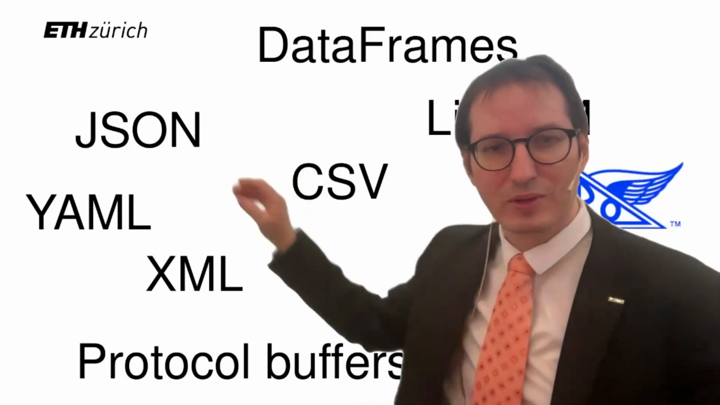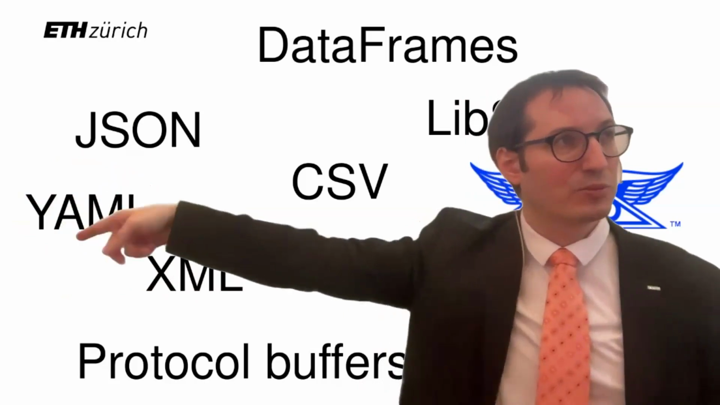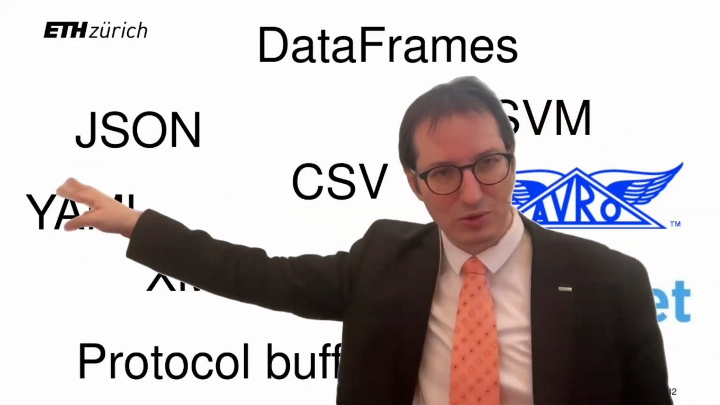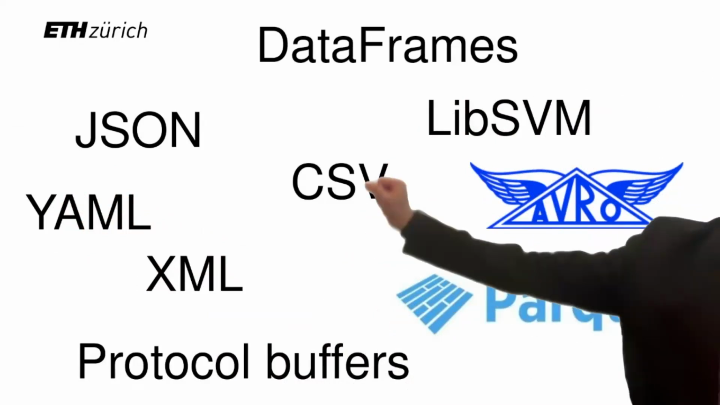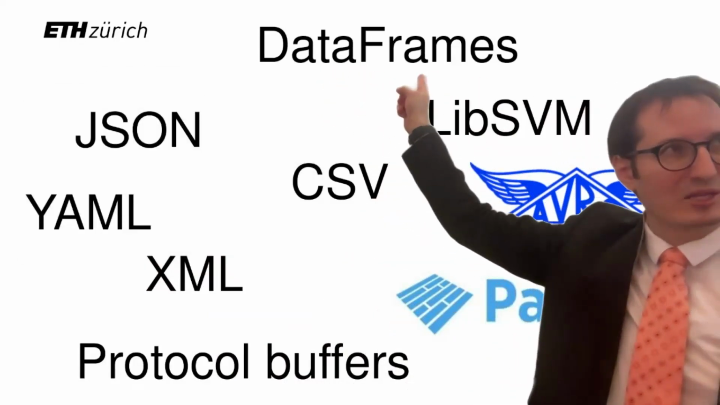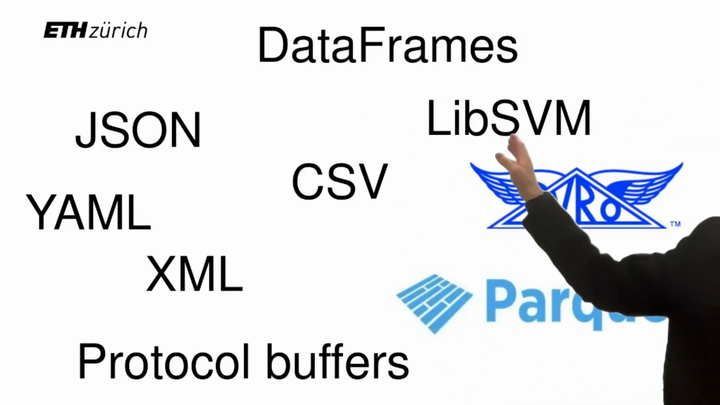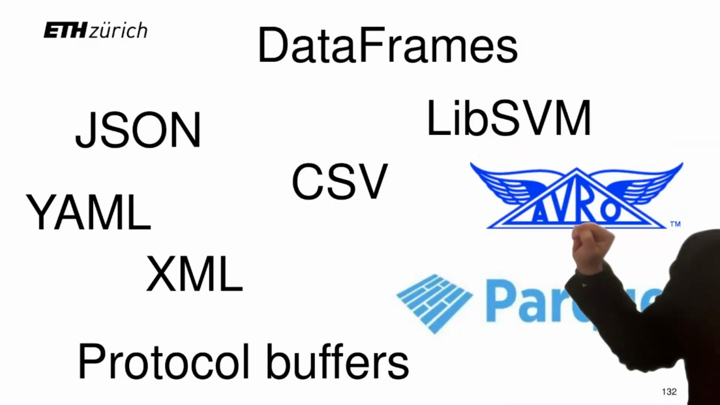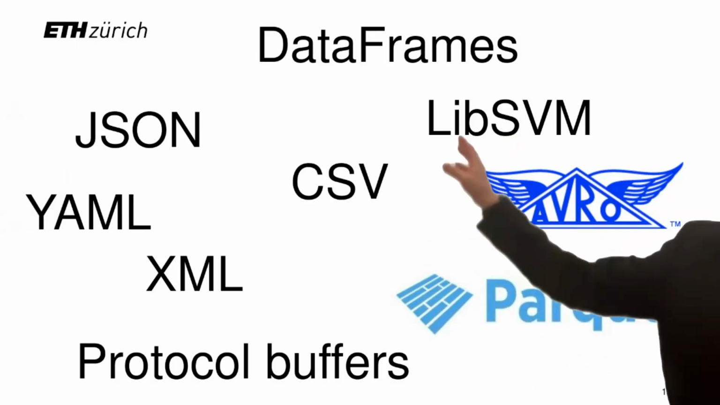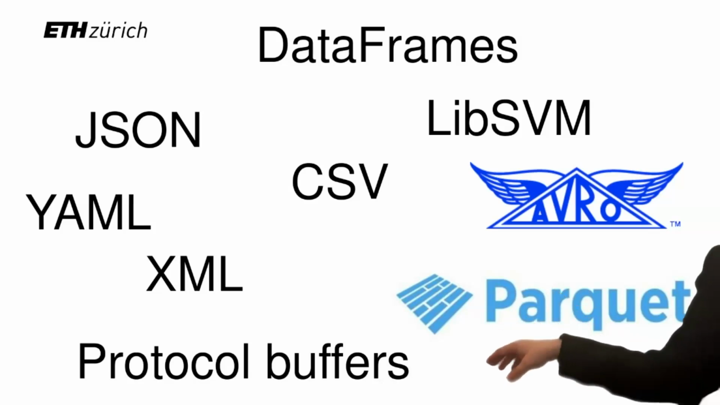So JSON, you know now, XML, you know, CSV, you know, that's tables. YAML, I just briefly mentioned that it exists, very similar to JSON in the structure, but different syntax. Data frames, that is a memory representation. That's when you have valid JSON, basically, you can represent it. Then there are libraries for machine learning, libsvm, and Parquet is a data format that basically persists data frames to disk. It's a very efficient way of storing valid JSON.